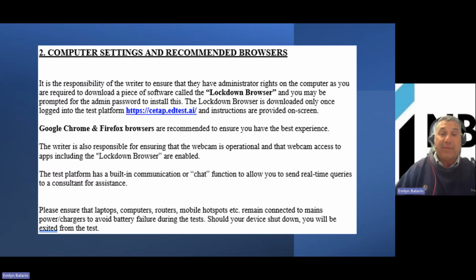Computer settings and recommended browsers. Firstly, and this is very important, you're going to be required to download a piece of software called the lockdown browser. If your computer has an admin password, you will be prompted for that password. So if you've borrowed a computer, you must check that you have the admin password, because you may be prompted to use that when you download the lockdown browser.